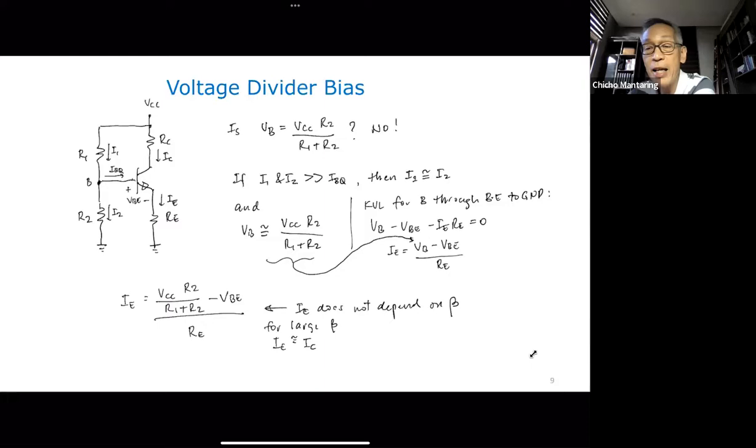But IC is equal to beta over 1 plus beta times I sub E. And if beta is large, then beta over 1 plus beta is approximately equal to 1. And so you get IE approximately equal to I sub C. So meaning to say, even I sub C is independent of beta.